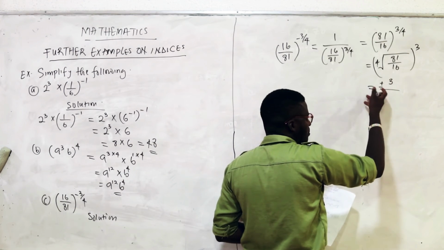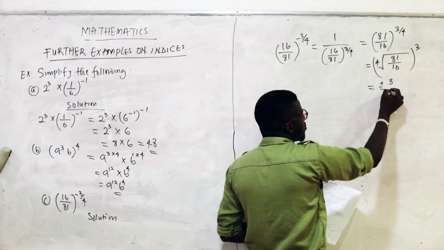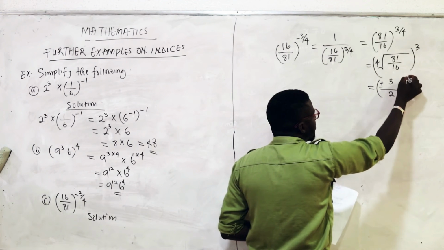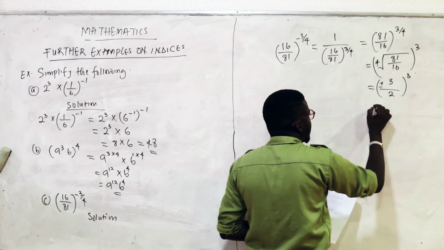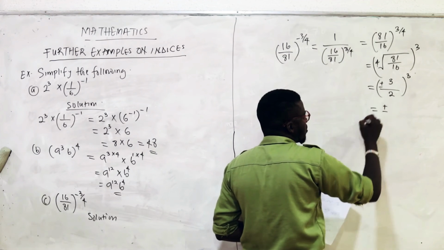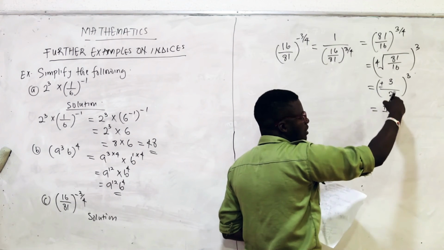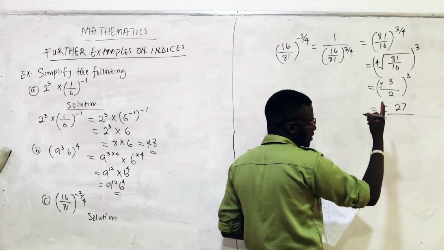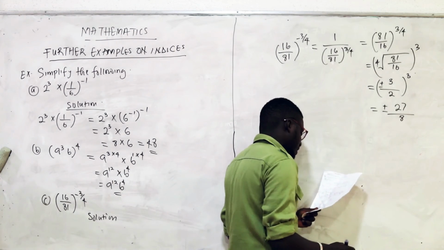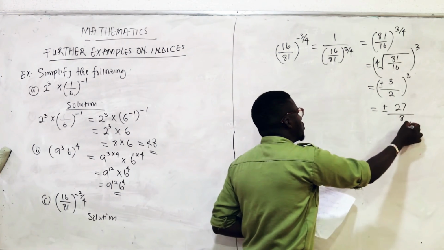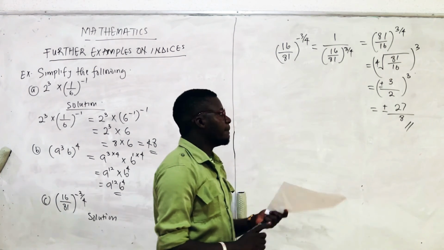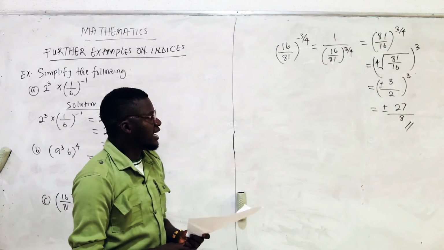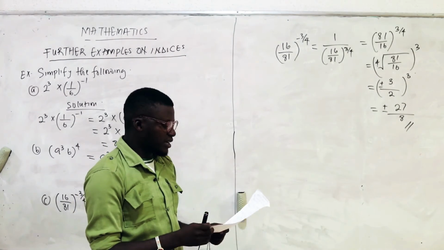So the plus or minus will stand for both. So plus or minus 2. So I have all in bracket raised to the power of 3. Plus or minus is going to be my answer. 3 raised to the power of 3 is going to give me 27. Then 2 raised to the power of 3 is going to give me 8. So my final answer is going to be plus or minus 27 over 8. So with this, I'm done with this question.